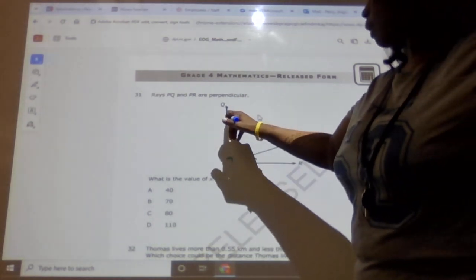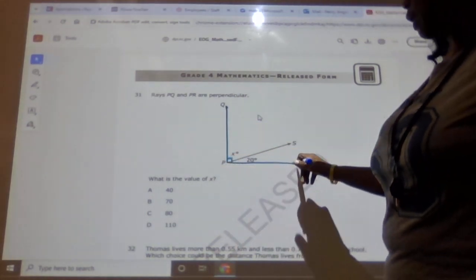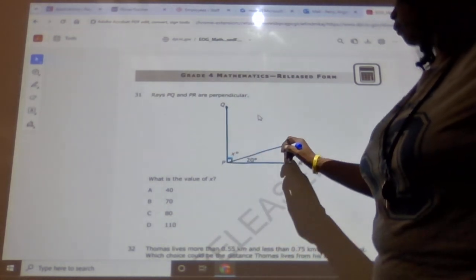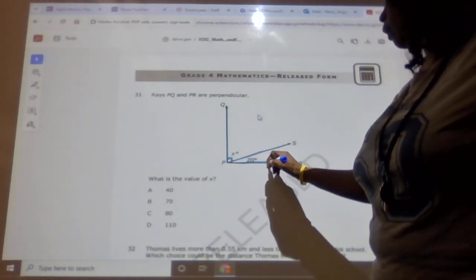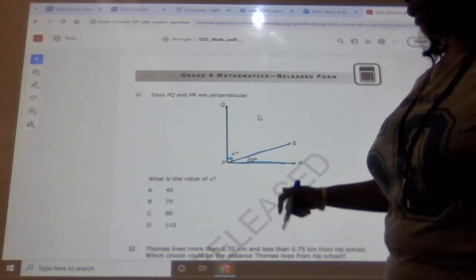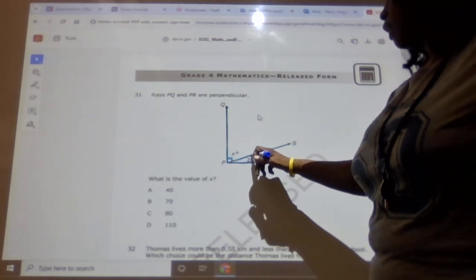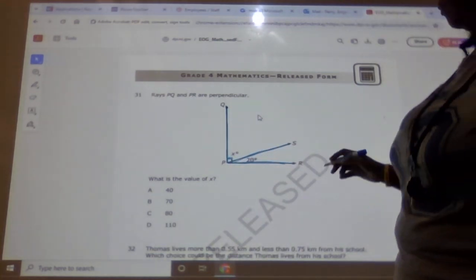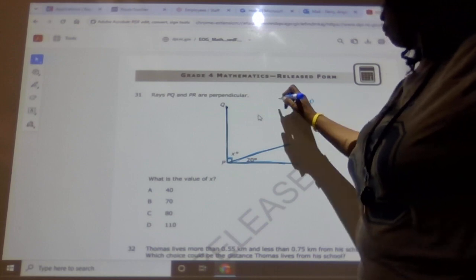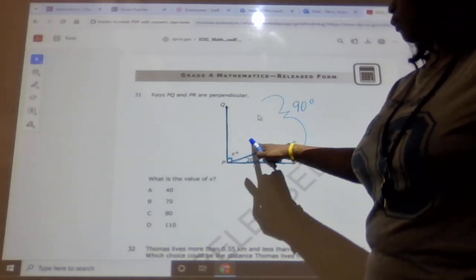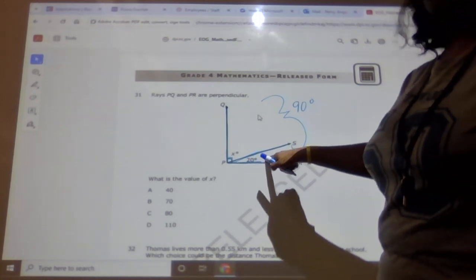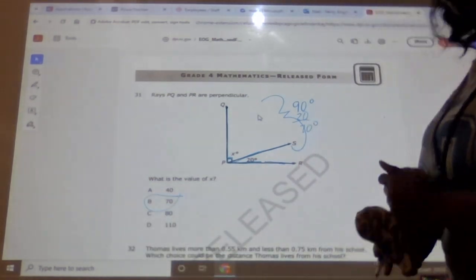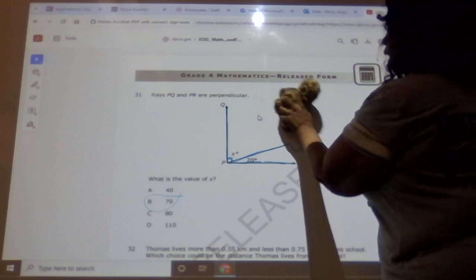Okay? So we know this angle here is 90 degrees. We need to find the value of x. So the angle right here is 20. And we need to figure out what this part right here is. Now we still know that it's perpendicular, it's a right angle, so the total is 90 degrees. We're just trying to figure out what this part is. So if this part is 20, the total is 90, then what must it be? 70 degrees.